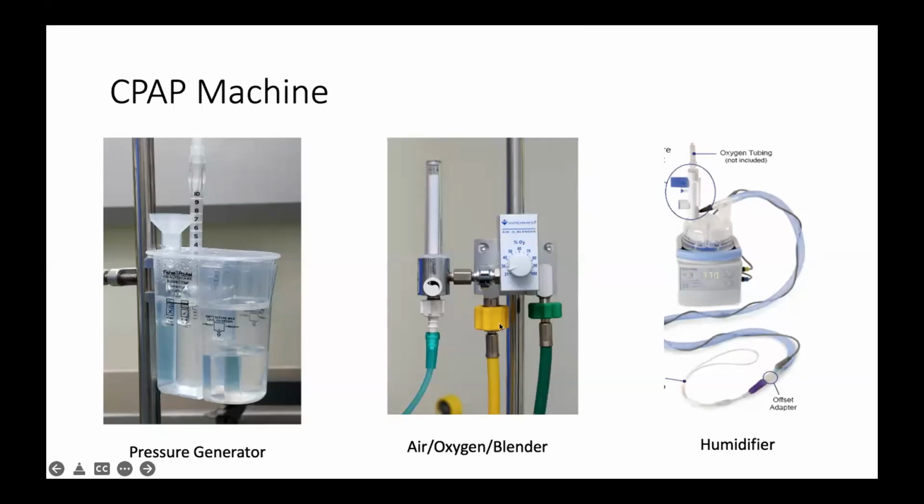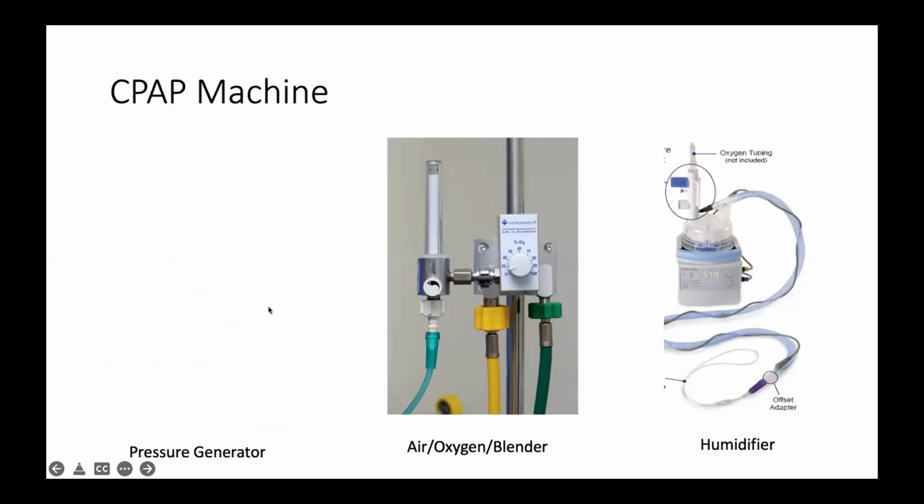And for FiO2 to titrate between 21 to 60%, you need air, oxygen, and a blender. For the warmification and humidification, you need a good servo humidifier with a heated wire circuit. So the gas is heated to about 40 degrees when it is coming out from the chamber and continues to get heated in the heater wire till it goes to the patient. At the patient end, it is about 37 degrees. When it goes to the nares, the temperature is maintained at 37 degrees with 100% relative humidity.